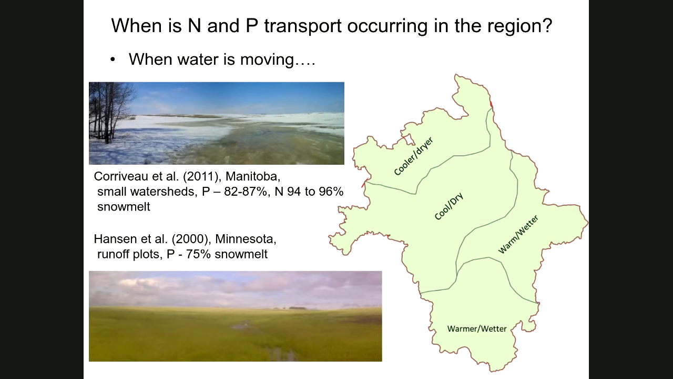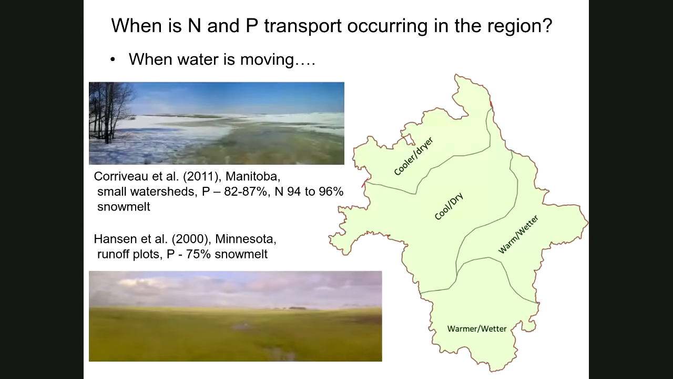So if I pose the question of when nitrogen and phosphorus transport are occurring in the region, the short answer is when water moves. And most studies, at least at the finer scale regionally, have observed that 75% or more of the annual nitrogen and phosphorus export occurs with snowmelt runoff. So in areas where a larger portion of precipitation occurs as snowmelt, as opposed to rainfall runoff, that proportion tends to be higher. But the dominance of snowmelt toward nutrient export has been pretty commonly observed.